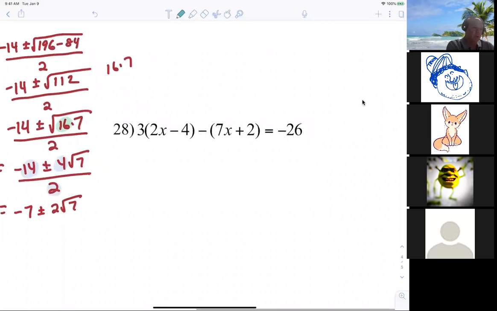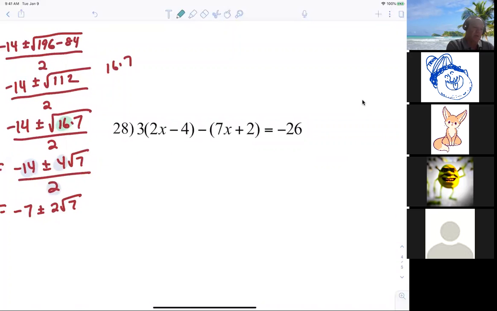Now, 28, I tried to throw this in there, is not a quadratic. It's not a quadratic. It is what? It is linear, okay? It is in fact linear. All right, so this is like chapter 1 or chapter 2 work. That's how basic this is. You just distribute, combine terms, solve for x.